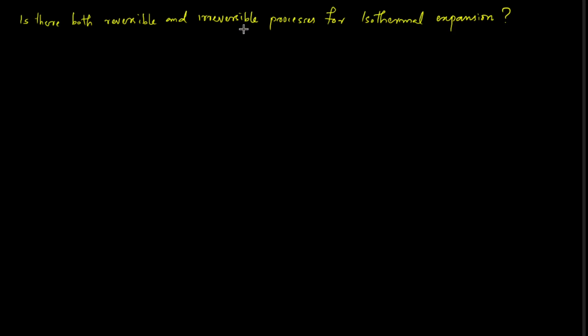So to answer this question, you'll have to understand the difference between reversible and irreversible processes. So what is meant by a reversible process? I think we'll start from that point. So, reversible process. In order to understand the reversible process, we need to understand another important concept, which is called quasi-static process.